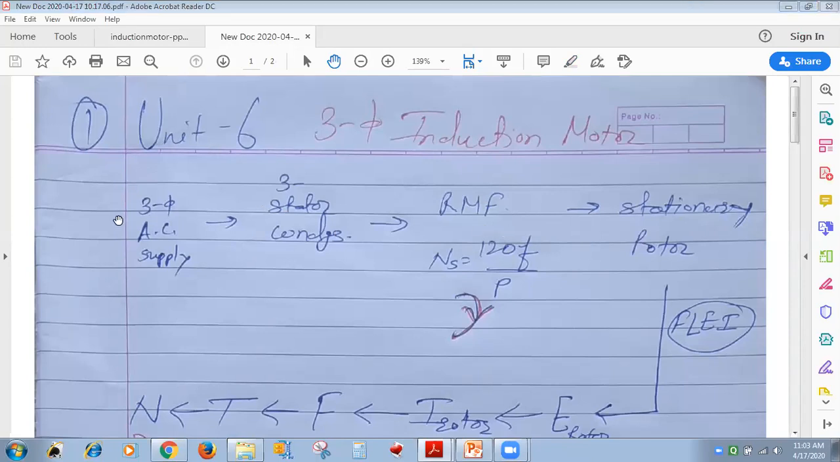So see here, next we'll see the working principle, meaning how it converts electrical input into mechanical output. Just now I told you at the start that it's a three-phase induction motor. So it converts 3-phase AC electrical input into mechanical output.